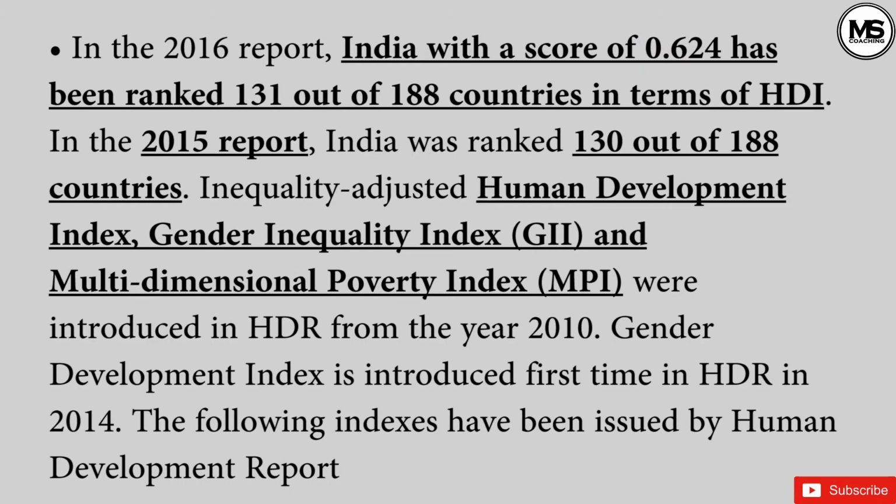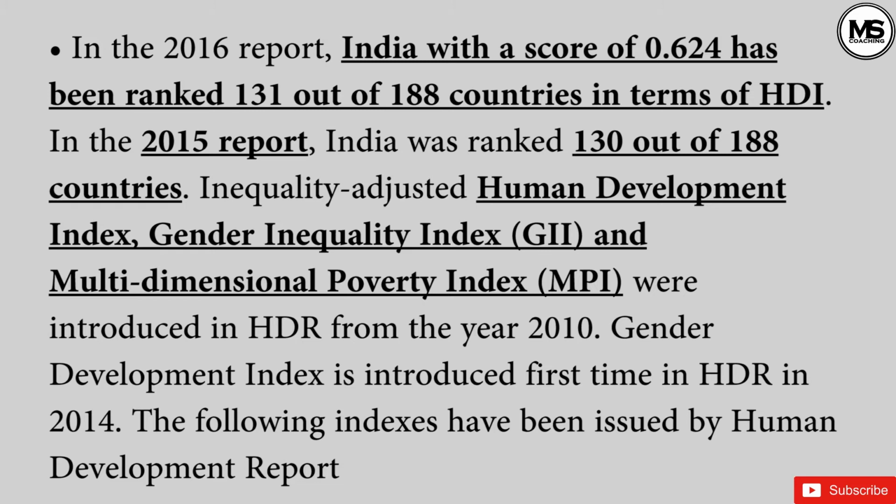In the 2016 report, India with a score of 0.624 has been ranked 131 out of 188 countries in terms of HDI. In the 2015 report, India was ranked 130 out of 188 countries. Inequality Adjusted Human Development Index, Gender Inequality Index, GII, and Multidimensional Poverty Index, MPI, were introduced in HDR from the year 2010. Gender Development Index was introduced for the first time in HDR in 2014.